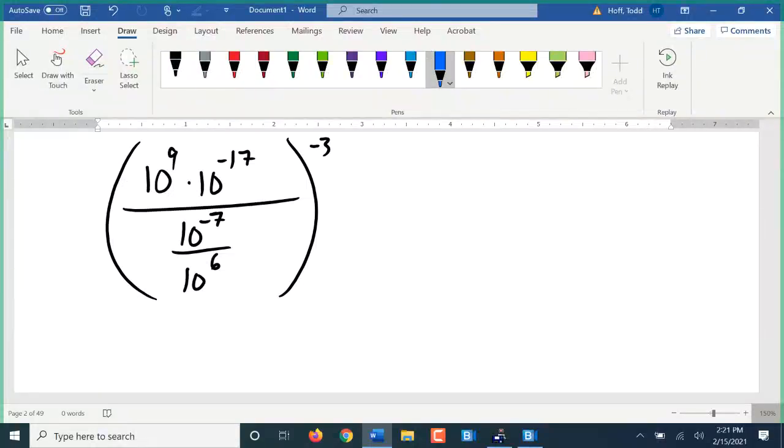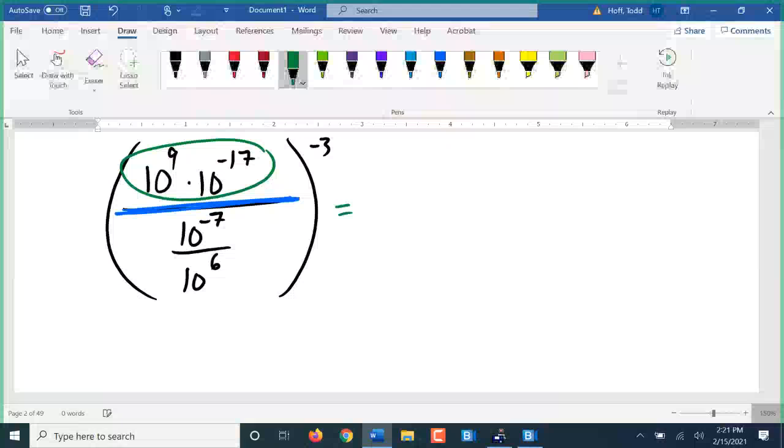So here, we've got the parentheses, which means we have to start inside the parentheses. In there, there's another enclosing symbol. We have this fraction bar across here. The fraction bar says do everything on top first. Well, on top there, we have 10 to the 9th times 10 to the negative 17th. They both have the same base. They're both 10. We're multiplying, so we add the powers. Positive 9 plus negative 17 is negative 8.